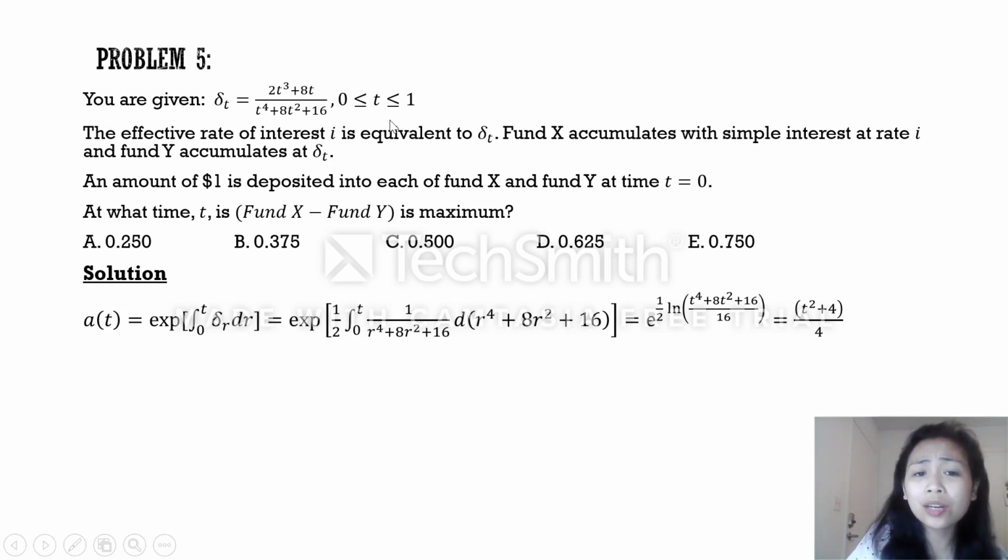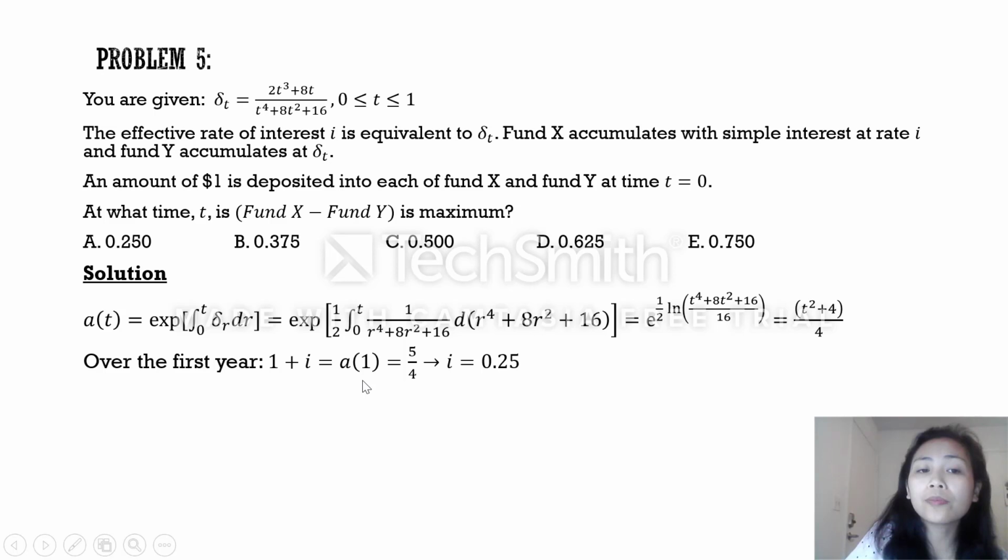In this question we consider from time 0 to 1. So over the first 1 year, the accumulation function is 1 plus i if we use the effective rate of interest. And if we use the force of interest, A of 1 is 1 squared plus 4 over 4, which is 5 over 4. So they are equivalent. So we have 1 plus i is equal to 5 over 4. So i is about 0.25.